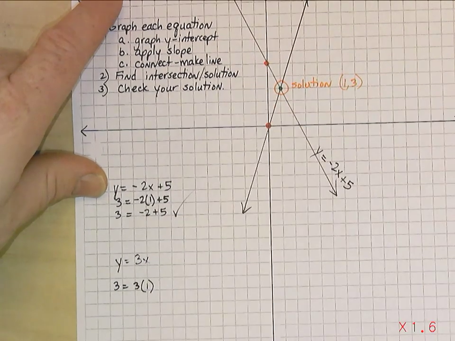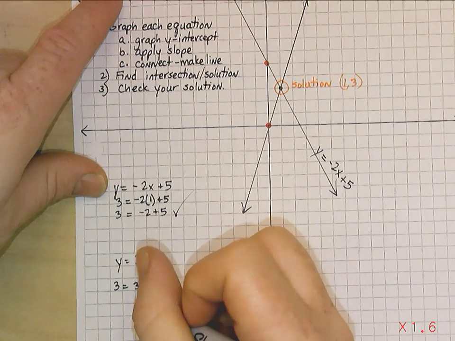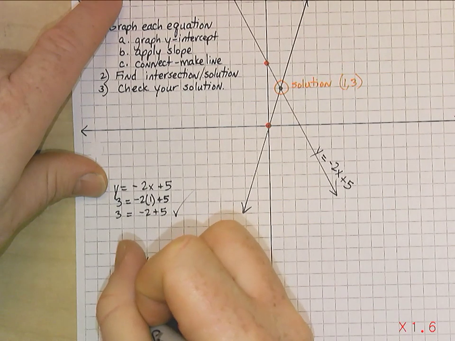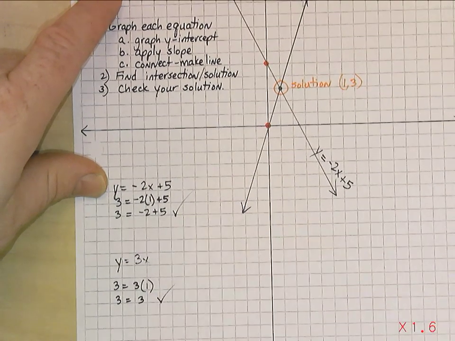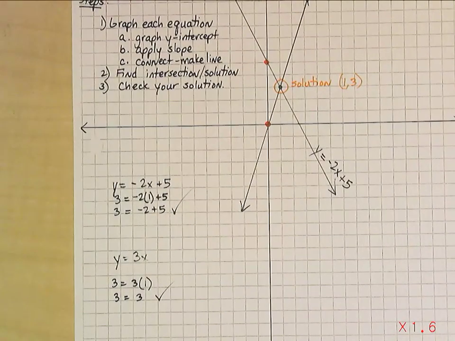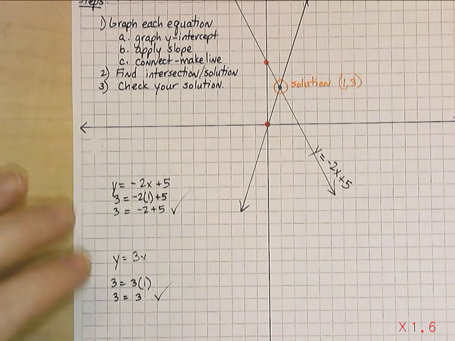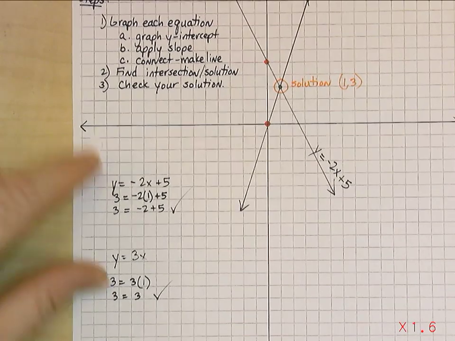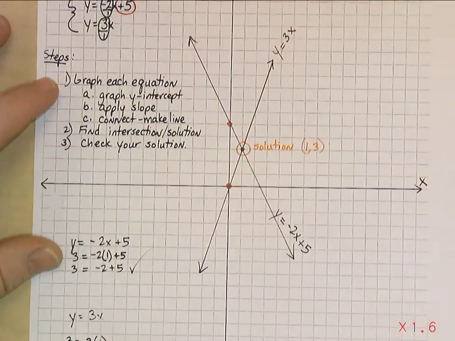So that works out. This one equals 3 times 1, which is 3. And 3 does equal 3. And you're done. You checked your solution. You feel confident that you got the right answer because you checked it, you can see it, and you're done.